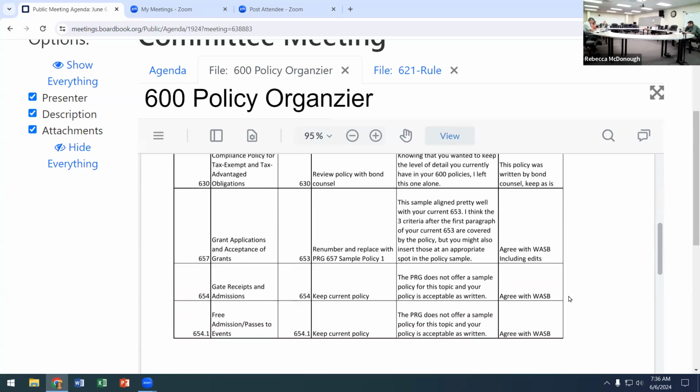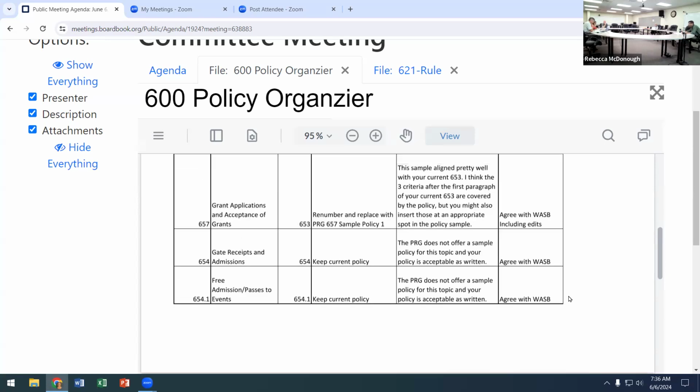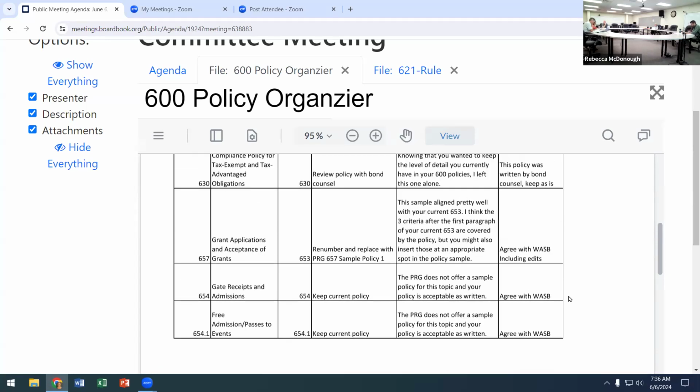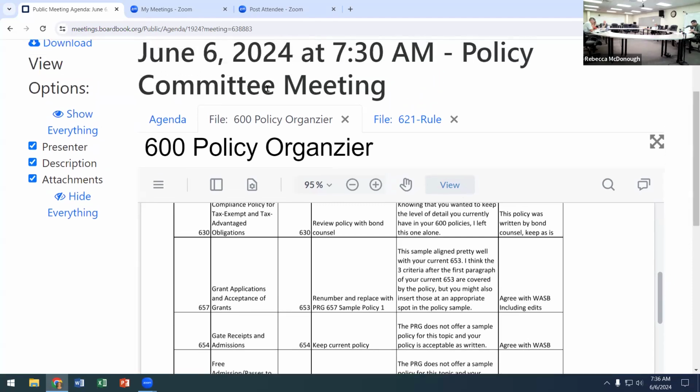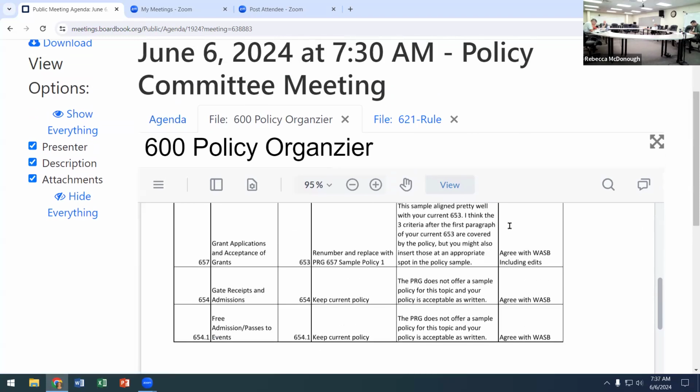657 grant applications and acceptance of grants. We've renumbered this item and are replacing it with the PRG sample. I think the only thing I brought up in this was what is defined as the district. Because we go through and say the district, I can't think of it specifically. Yeah, you did have that as a question.